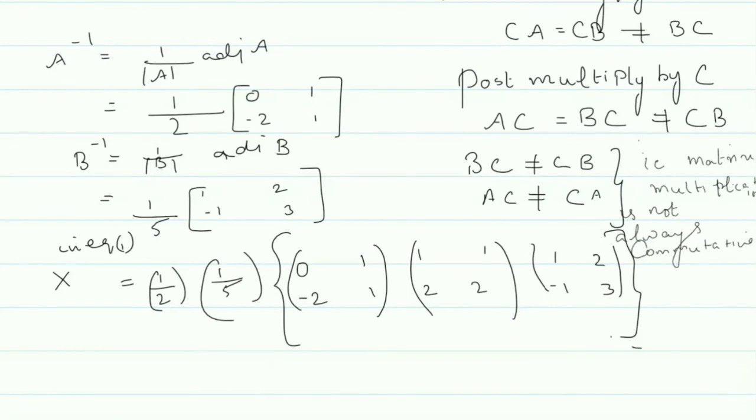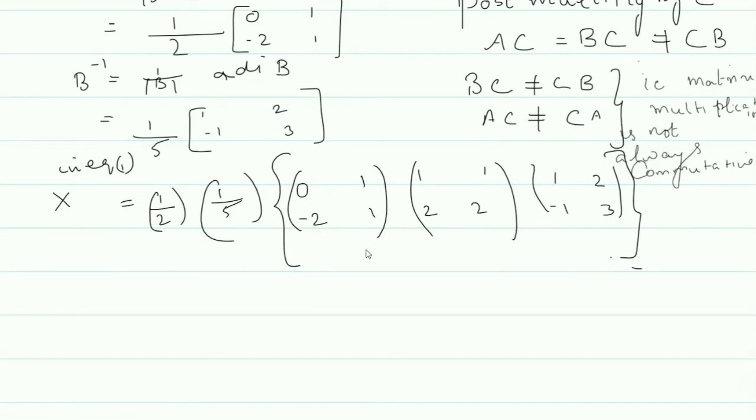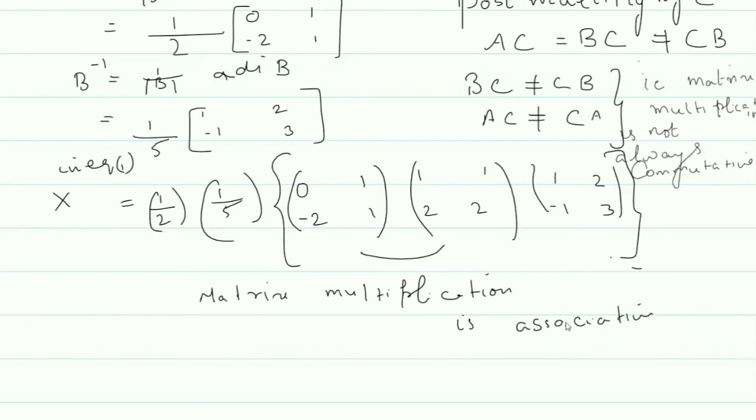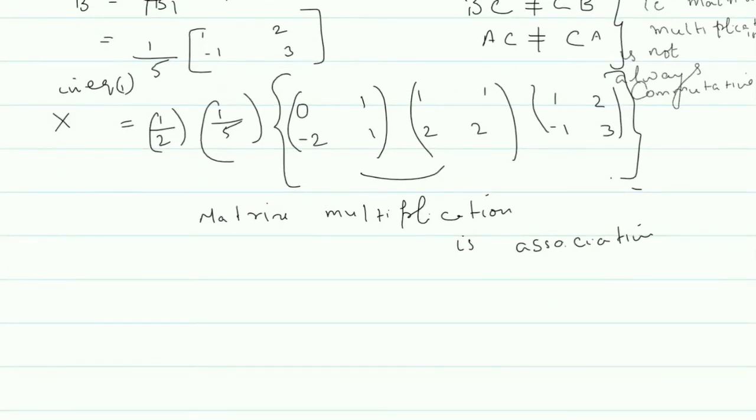So now I have to multiply this. You can multiply in any order. You can multiply these two and then multiply this, because matrix multiplication is associative. Matrix multiplication is associative, not commutative. So I can multiply these two. So X is equal to 1 by 10.